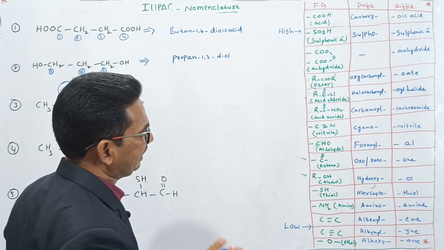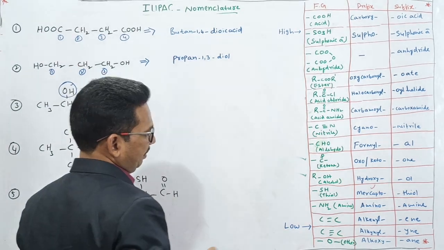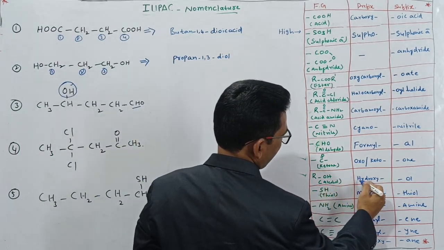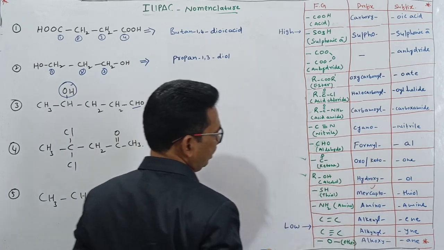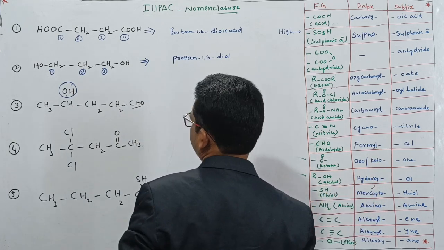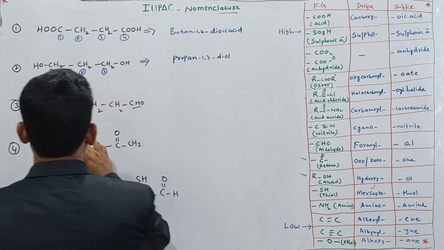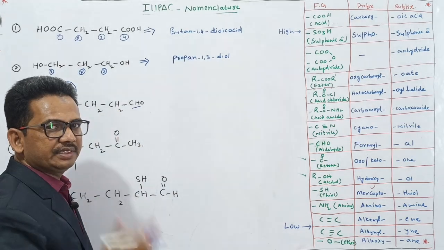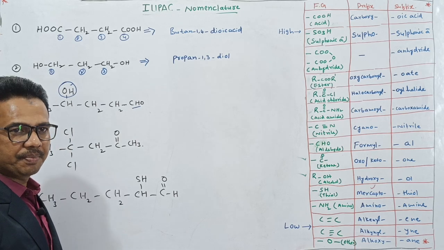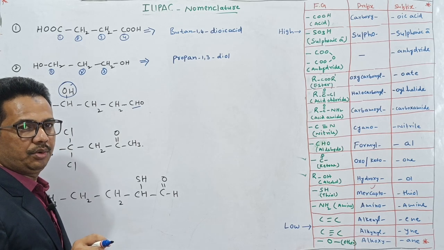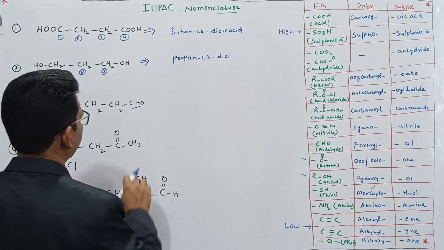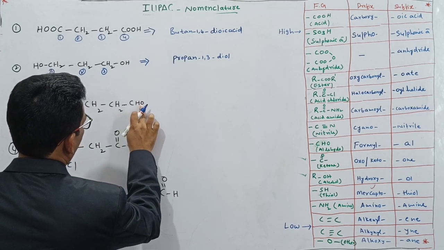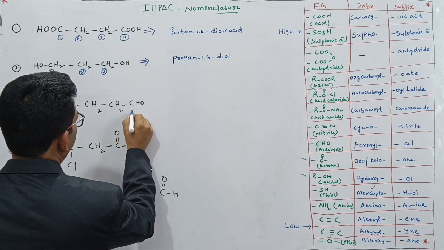Substituent means we are mentioning it as the prefix. Prefix means what? Hydroxy. If OH is there, we write hydroxy. How many carbons here? 1, 2, 3, 4, 5. From which side do we have to start the numbering? Which is the more prior group? From that side we have to start. This is the more prior group. That's why I'll start numbering from here.